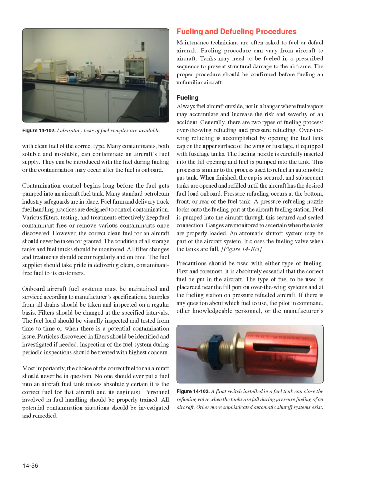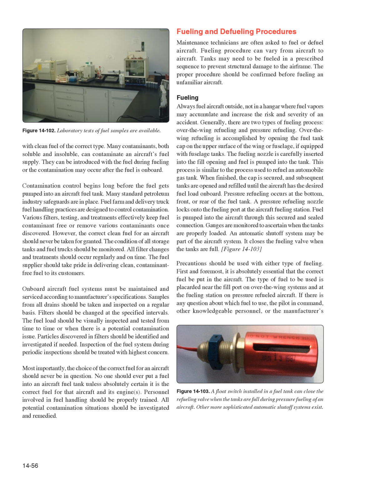Fueling: always fuel aircraft outside, not in a hangar where fuel vapors may accumulate and increase the risk and severity of an accident. Generally, there are two types of fueling process: over-the-wing refueling and pressure refueling. Over-the-wing refueling is accomplished by opening the fuel tank cap on the upper surface of the wing or fuselage, if equipped with fuselage tanks. The fueling nozzle is carefully inserted into the fill opening and fuel is pumped into the tank. This process is similar to the process used to refuel an automobile gas tank.